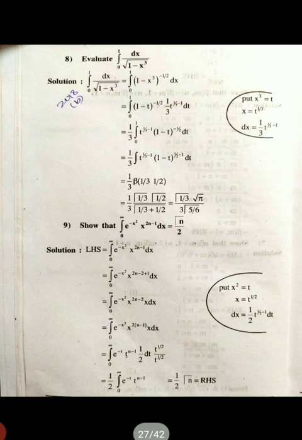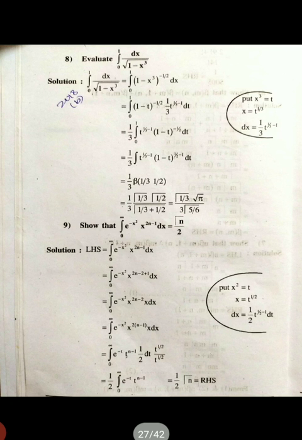Okay, see here, but we have e raised to minus x square. That's why I am taking x square, to get it in the form of e raised to minus x. That's why I am taking x square as t. Okay, what is the x value? We get t raised to 1 by 2.